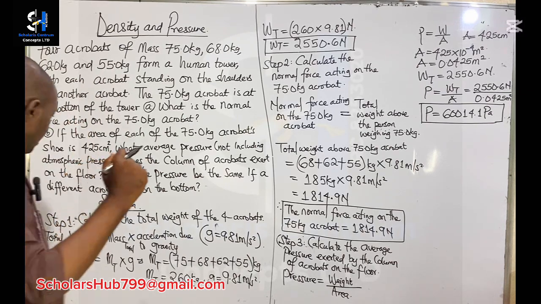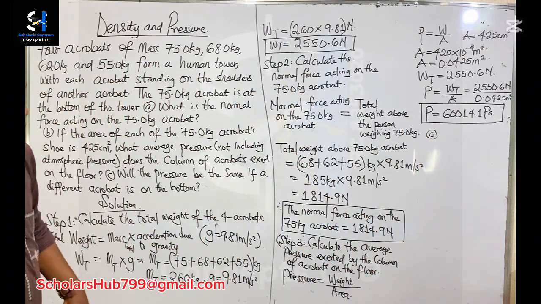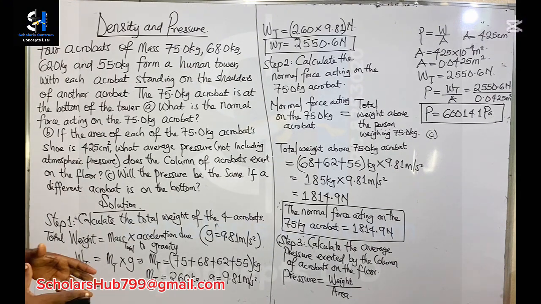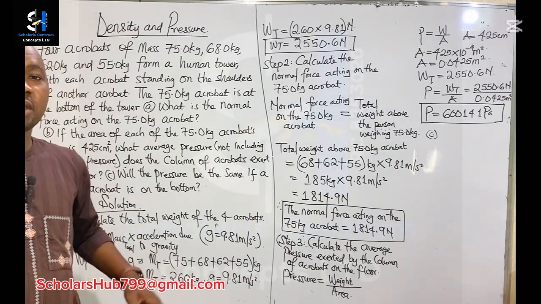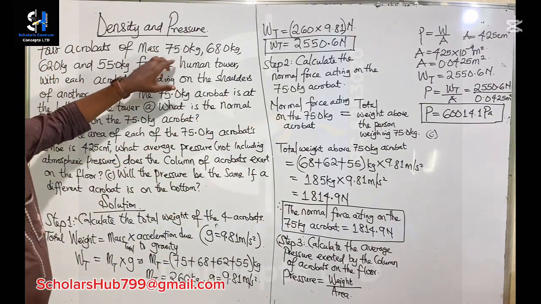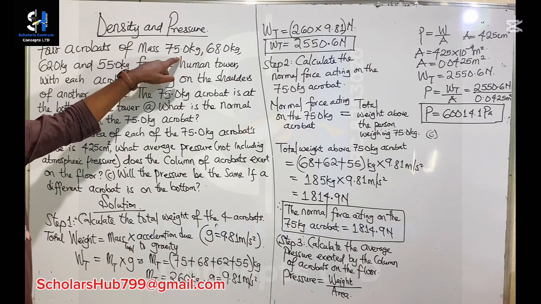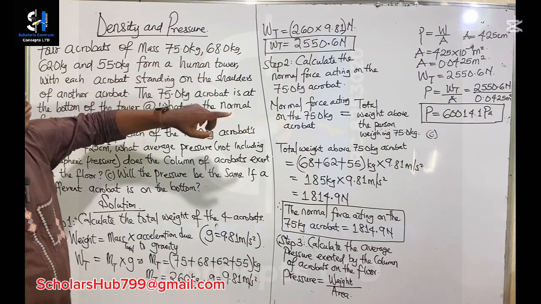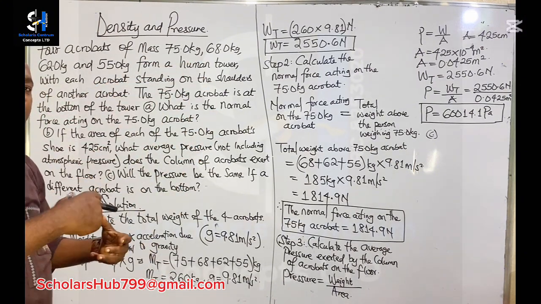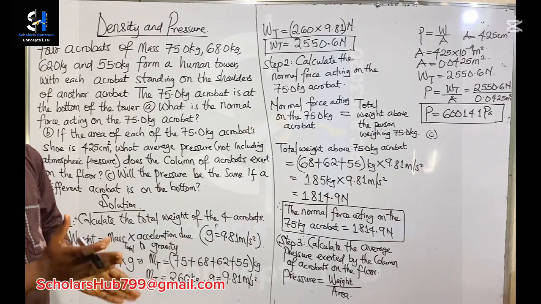Now, part C. I'll need to explain this. Will the pressure be the same if a different acrobat is at the bottom? Of course, the pressure will change, because look at the mass of the acrobat at the bottom, which is 75 kilograms. If we have a 68 kilogram acrobat at the bottom, of course, the pressure will change.